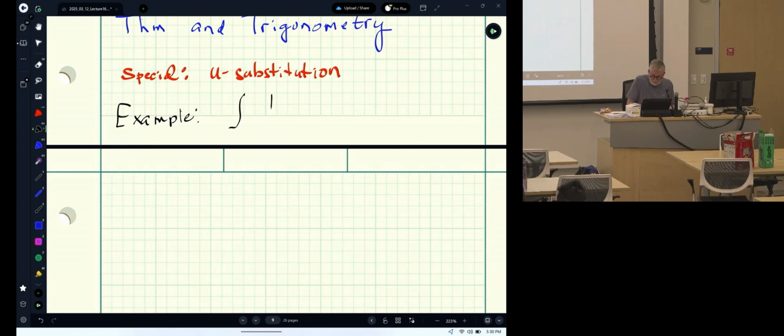Find an antiderivative for 1 over the square root of a squared minus x squared dx. If it was just a squared minus x squared, then we'd factor that and treat it the way we did before. And we'll assume a is positive and x is between 0 and a.